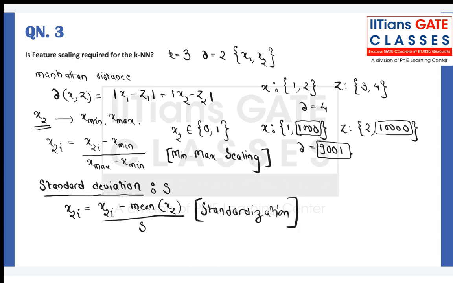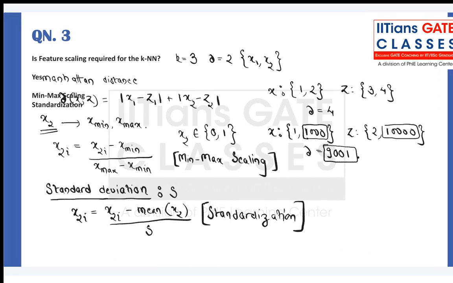Okay. These are the two ways by which you can convert each feature into a uniform value, in this case 0 to 1, so that you do not get such issues with the data set D.